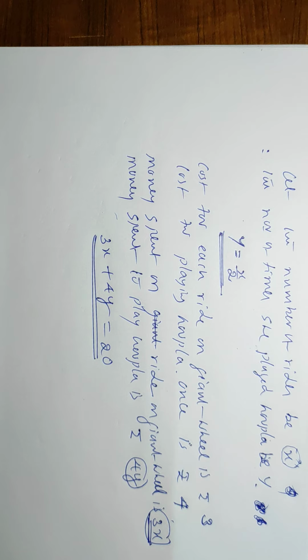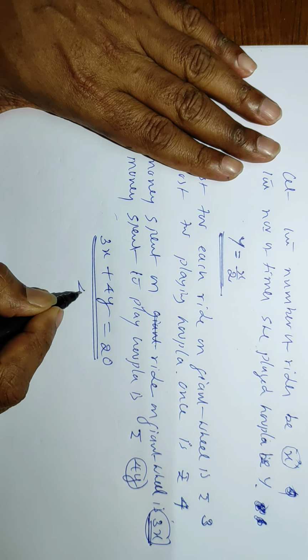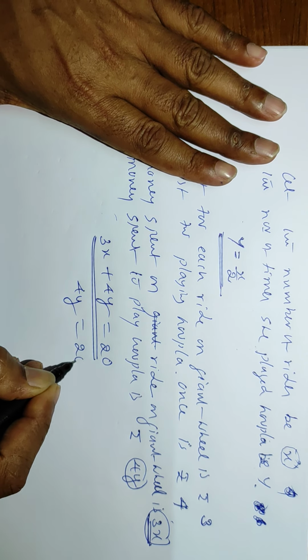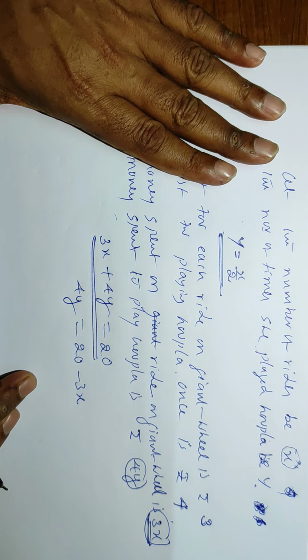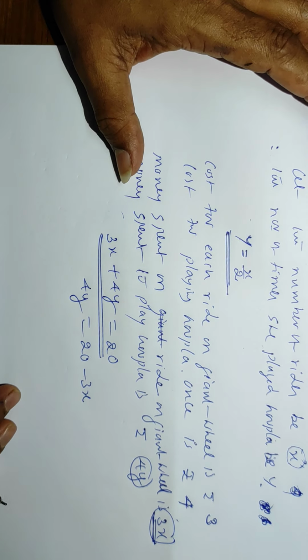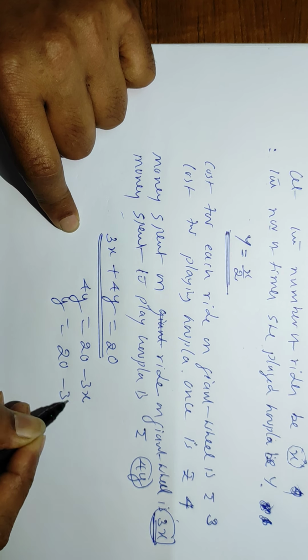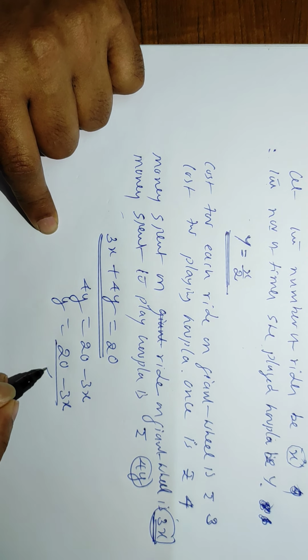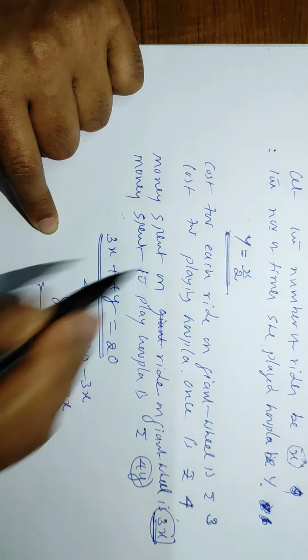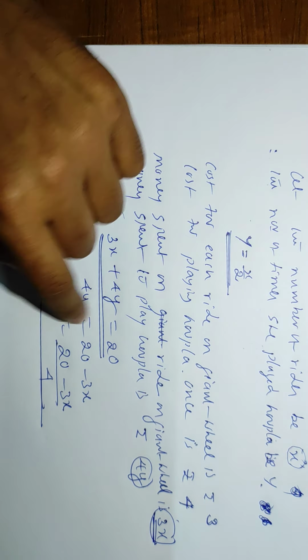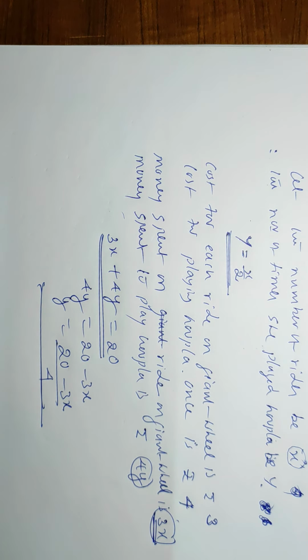Here also you can write 4y is equal to 20 minus 3x, because we are going to represent this graphically. y is equal to (20 minus 3x) by 4. Let me draw the graph for both the equations.